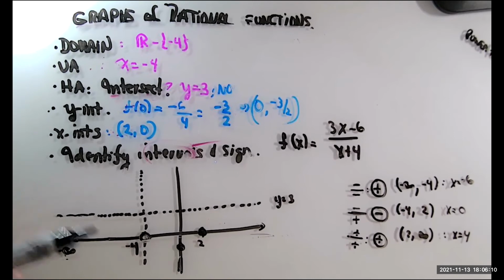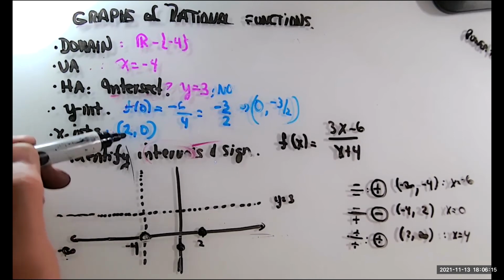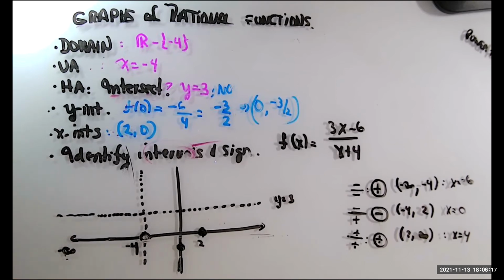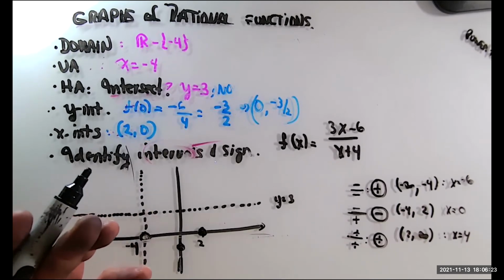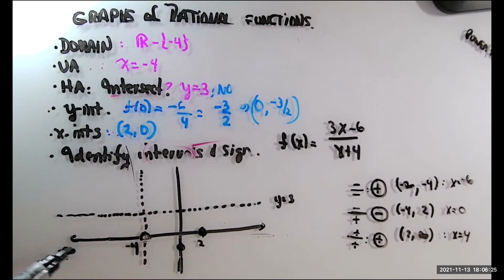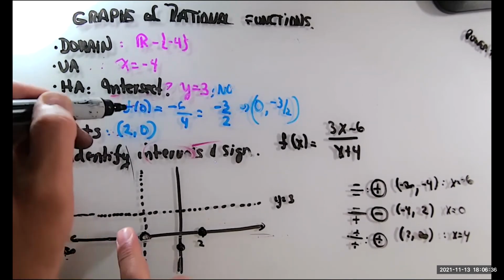Now, as I approach -4, the function has to go to positive infinity or to negative infinity. Since I know the function has to be positive, of course, it's going to shoot to positive infinity. Notice that the graph cannot start here between 0 and 3. Why? Because even though here is also positive, I need to go all the way to infinity.